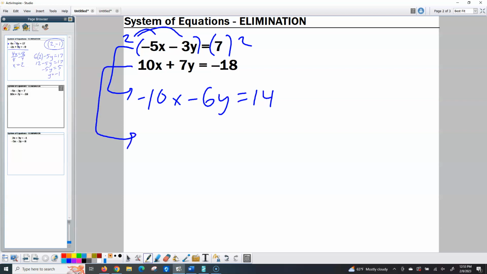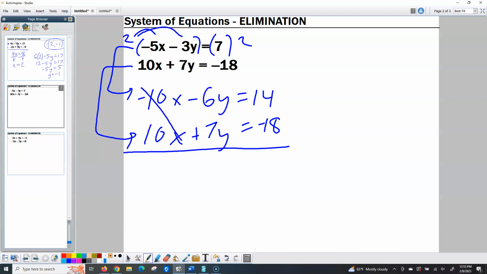And if I bring down this second equation, that's 10x plus 7y equals negative 18. So now I can see what I can eliminate: the negative 10x and 10x. Those are gone now. Negative 6y plus 7y, that's going to be 1y equals negative 4. And that goes where the y value goes.